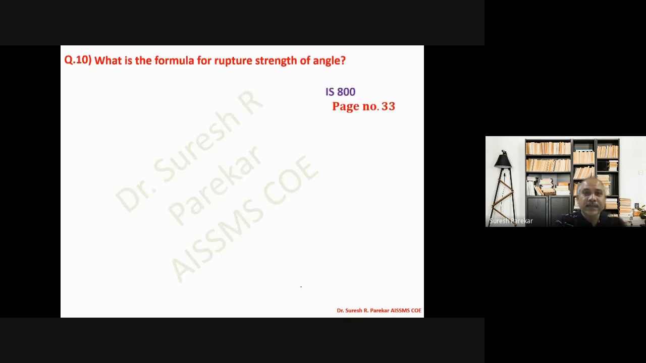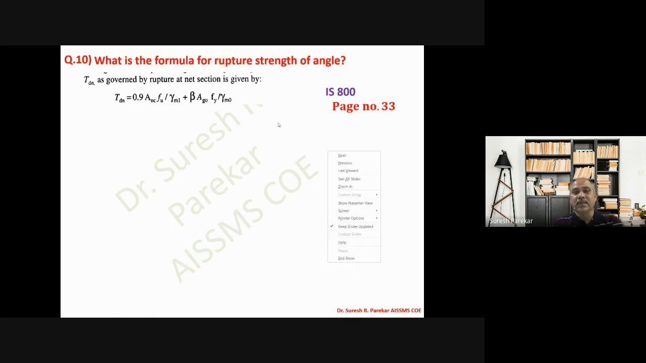Then what is the formula for rupture strength of angle section? Keep in mind, this is for angle section. We have different formulas for plate and for angle section. In this we have 0.9 ANC FU. Keep in mind that whenever you have ANC, generally we have FU with it. And when we have AGO, then we have FY with it.